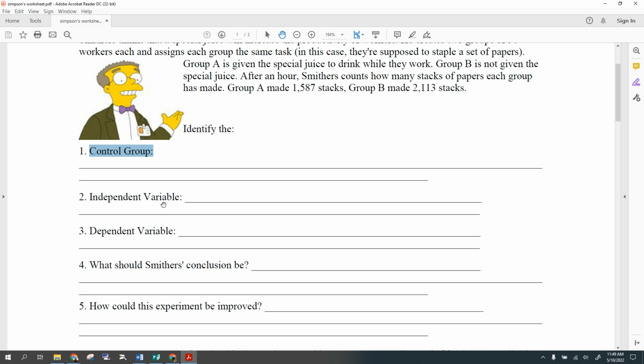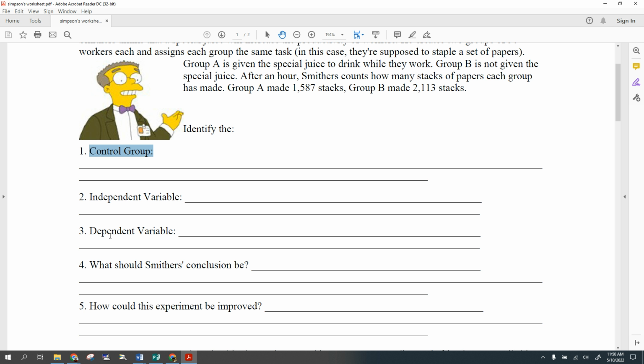So when we talk about independent variables and dependent variables, independent variables are going to be the thing that changes from group to group. When we look at this experiment right here, the independent variable would be the special juice because that's what was different from Group A to Group B. So that's what we are actually testing to see: does this special juice help the workers? Okay, so that's the independent variable, again, the thing that changes from group to group.